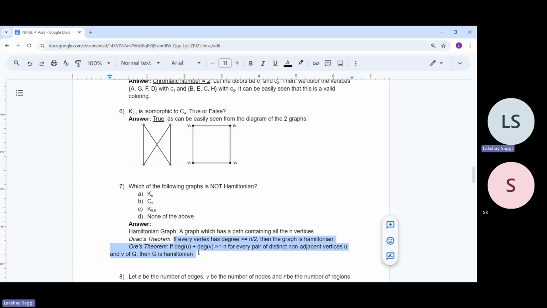So I hope you see these two theorems, Dirac's and Ore's. Just as an exercise, what do you think is the stronger theorem? Can we say that Dirac's theorem implies Ore's theorem, or that Ore's theorem implies Dirac's theorem? Is one of these actually stronger?